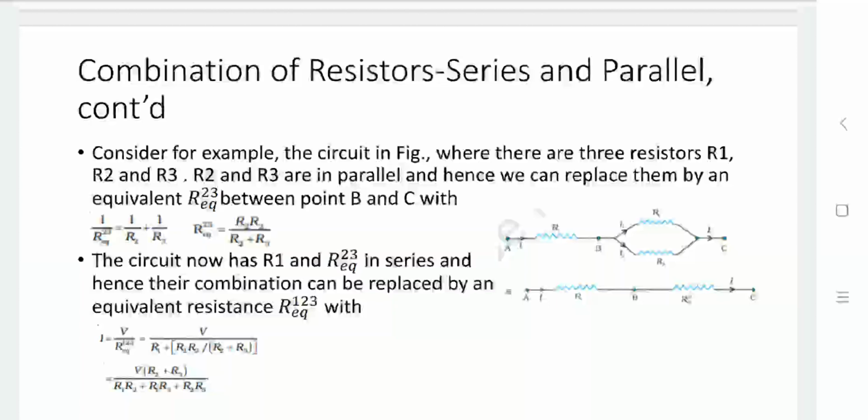Right. Now in series, current is V by R equivalent. So V by R equivalent of all these 3 resistors, which is R1 plus equivalent of R2, 3. So the final equation is V into R2 plus R3 divided by R1 R2 plus R1 R3 plus R2 R3. So this is how we are able to get this equation.